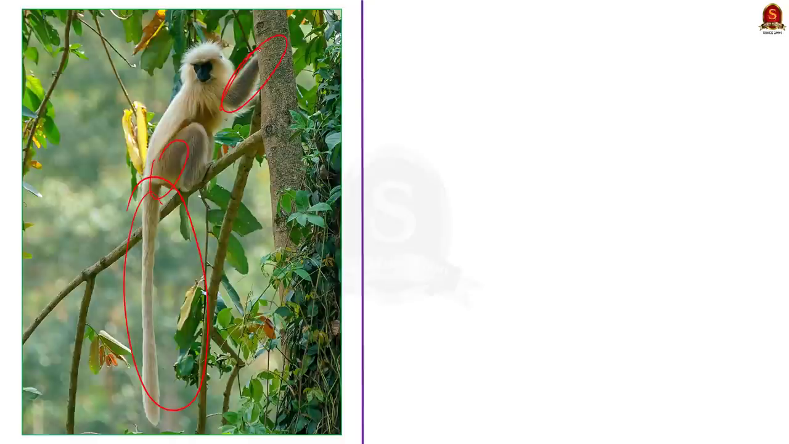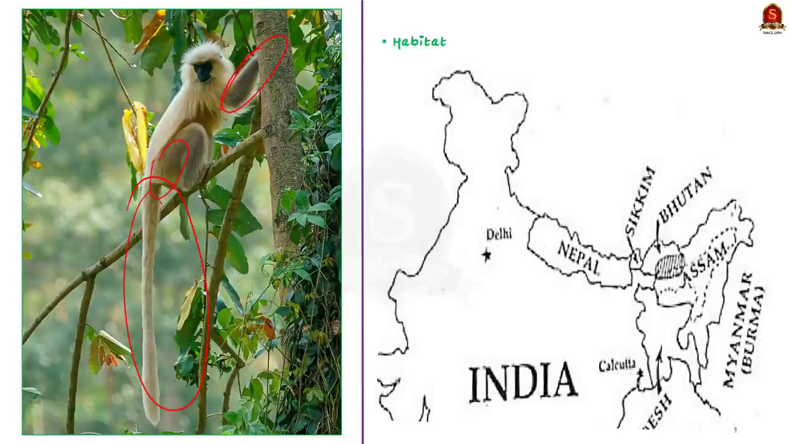Am I right? Yes, okay. Now, this brings us to another question. Where can you see this golden langur, or where can you spot it, or can you spot it around you? Actually, yes. You can spot a golden langur around your place if you are a person residing in the northeast.